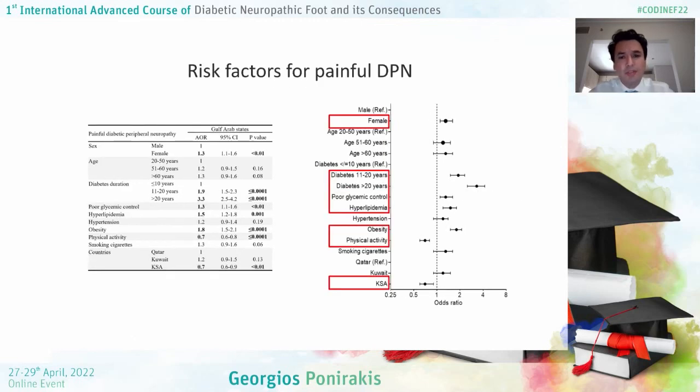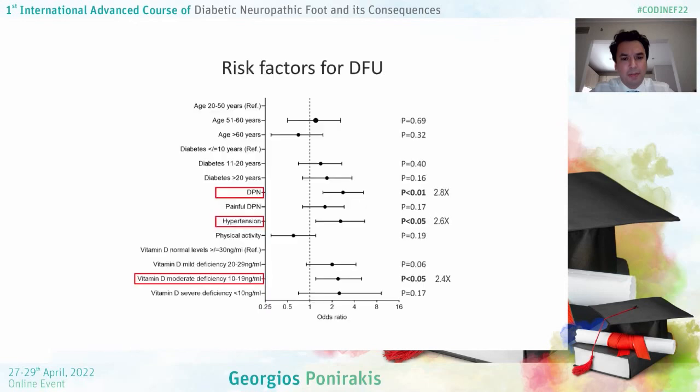When we look at the risk factors for painful diabetic neuropathy, it's the opposite with females because it's higher in females, and it's higher with longer duration of diabetes, poor glycemic control, hyperlipidemia, and obesity. And again, it was lower with physical activity. Age lost a significant association with painful diabetic neuropathy after we adjusted for all the confounding factors.